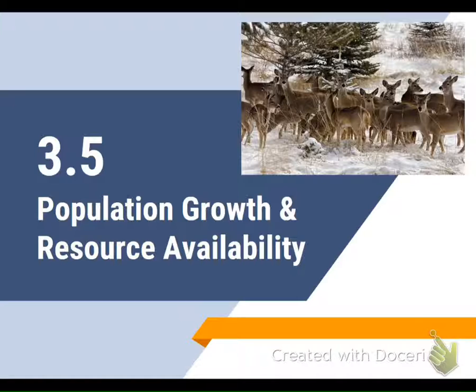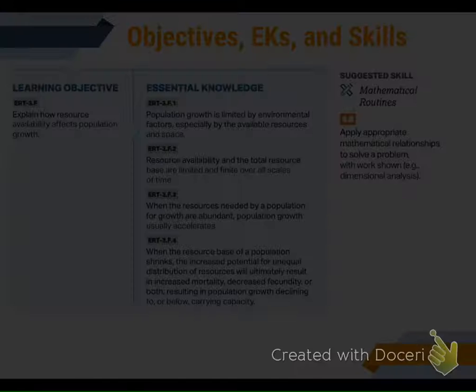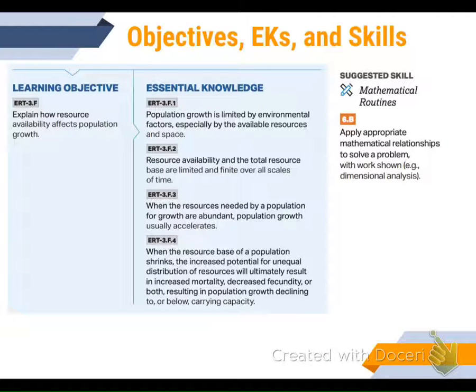This is AP Topic 3.5, Population Growth and Resource Availability. The learning objective is to see how resource availability affects it, and there are 4 subgroups underneath that we'll be talking about. The skills: you definitely need to be able to do math, and when you do the math, you have to show your work.